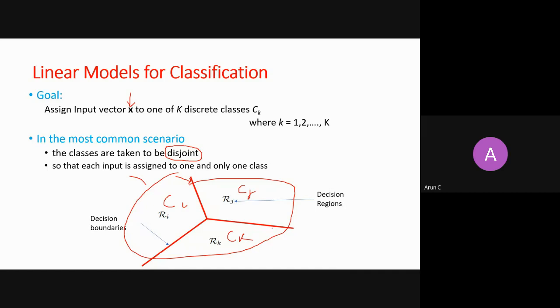So the problem here is that you want to find these decision boundaries, which are nothing but a hyperplane. In linear algebra terms, you can define a hyperplane as W transpose X plus B, right? I will try to give you the intuition of this hyperplane first, and then we will dive into the linear models for classification.